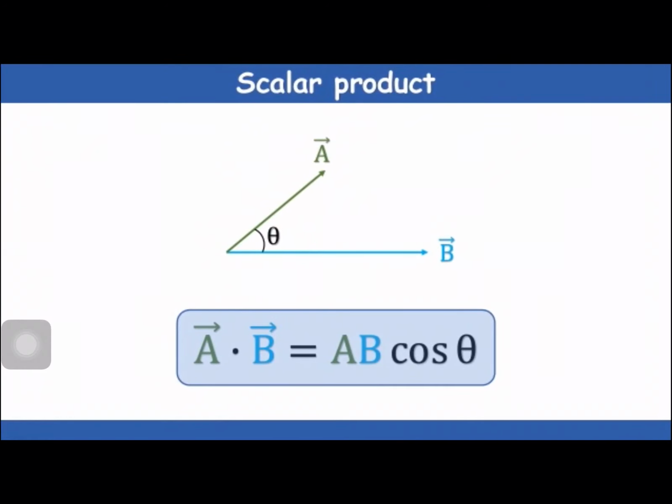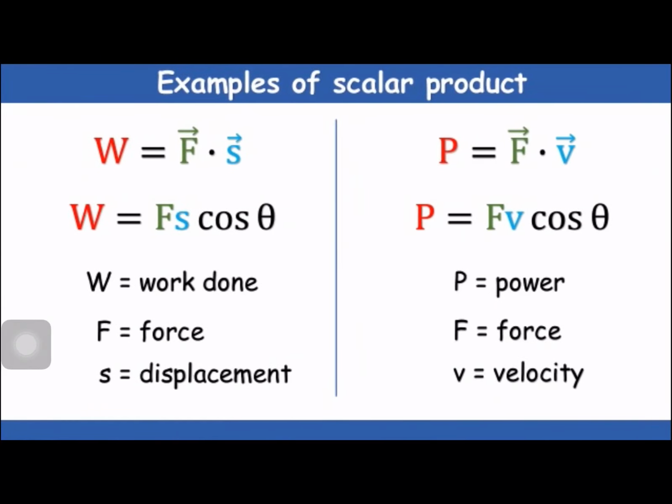For the case of scalar product, you know that A dot B equals AB cos theta. Example of scalar product: work done is nothing but force dot displacement. Force is a vector, displacement is a vector.